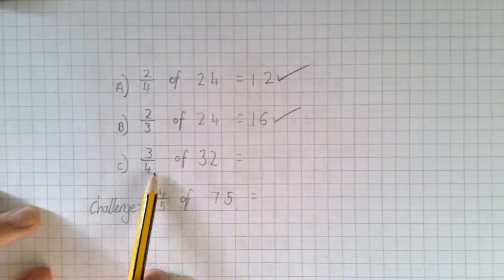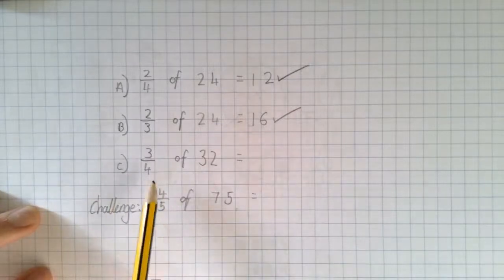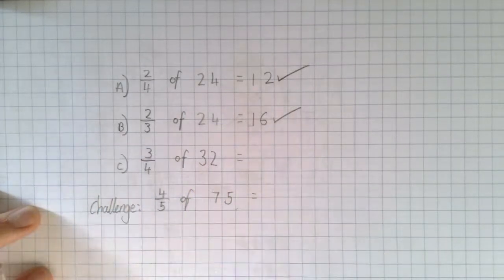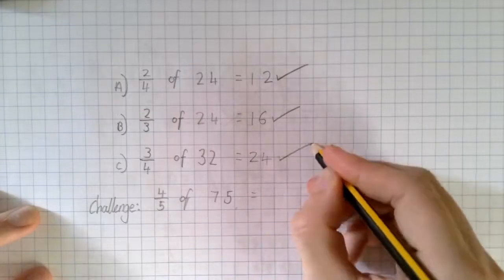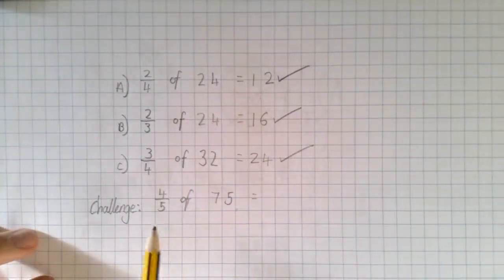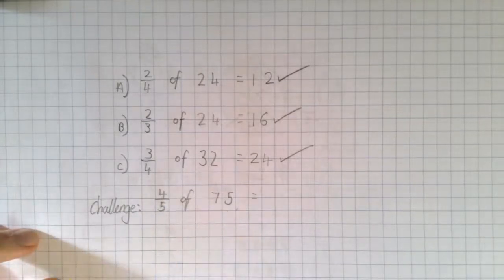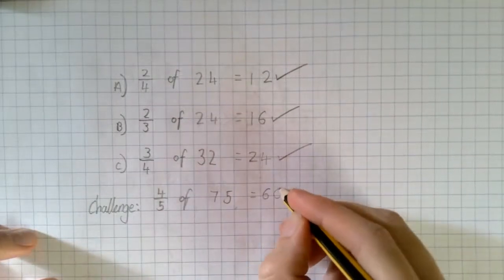3/4 of 32. 1/4 again was 8. So similar numbers, but we've got different fractions and a different starting amount. And then of course 3 of them, 8, 16, 24. And that's nice because we're good at our 8 times table. And then finally for our challenge, 4/5 of 75. 1/5 was 15 and you had to add it up 4 times, so you needed some patience. And we should have had 60 as our answer.